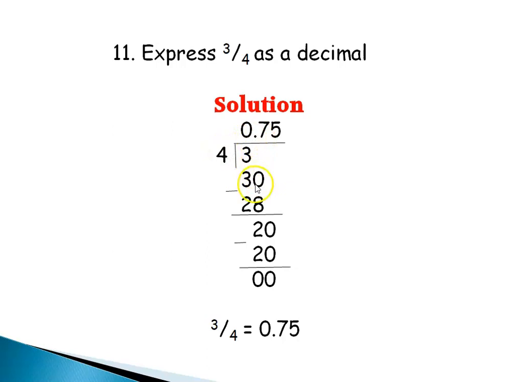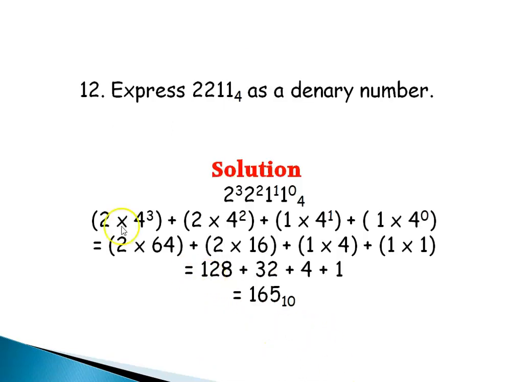Then 4 in 30 is 7. 4 times 7, 28. 30 minus 28 is 2. And then I add my 0. 4 in 20, 5. 4 times 5, 20. 20 minus 20, 0. So 3 divided by 4 is 0.75. So I've changed this fraction to decimal. Is that okay? Good. Alright.